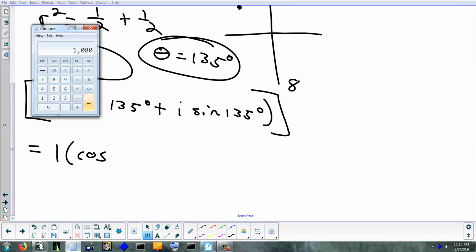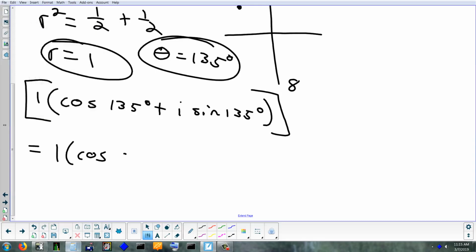But what if they ask you to write the answer so the angle's between 0 and 360? What could you do to that angle to make it smaller? They may ask you to make it smaller. So if they don't, you can just leave 1080. But if they want it smaller, it's actually the same as a 0-degree angle. 1080 is just 4 revolutions. That's all. So it's the same as 0.